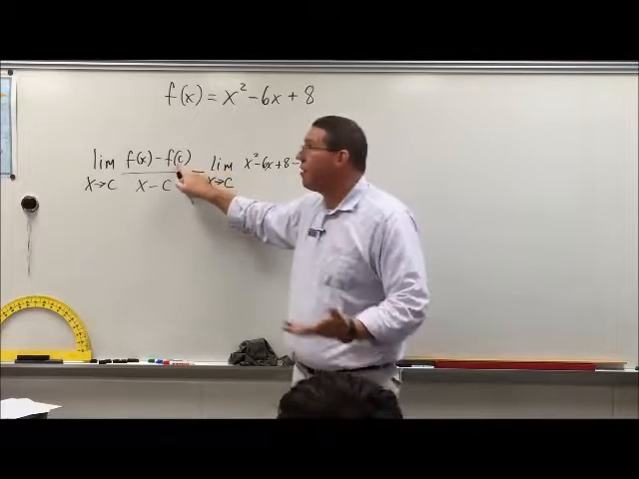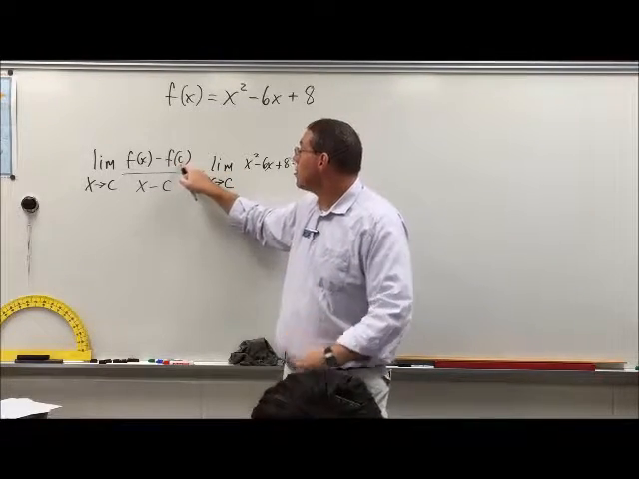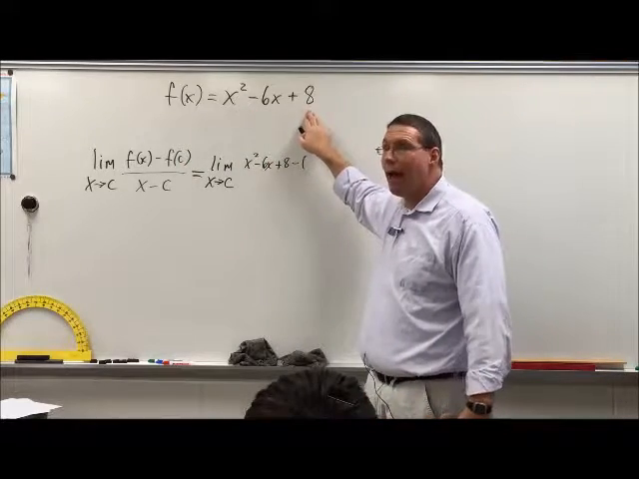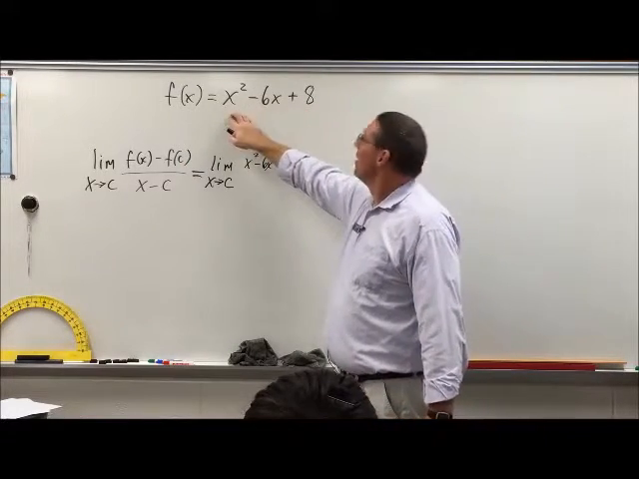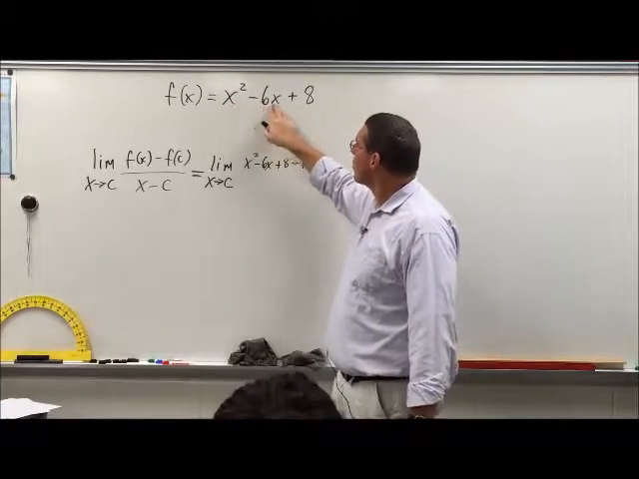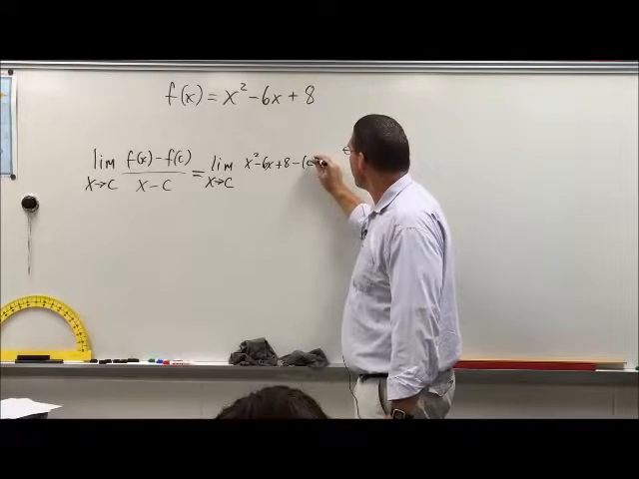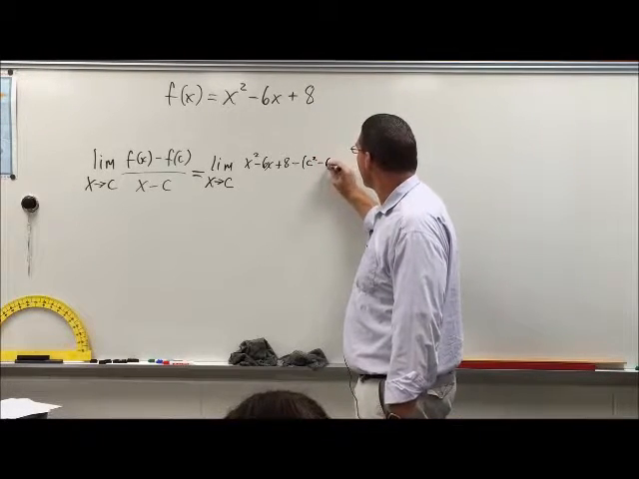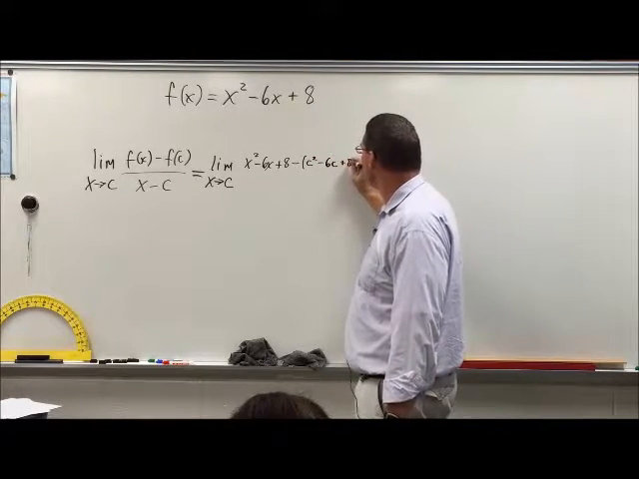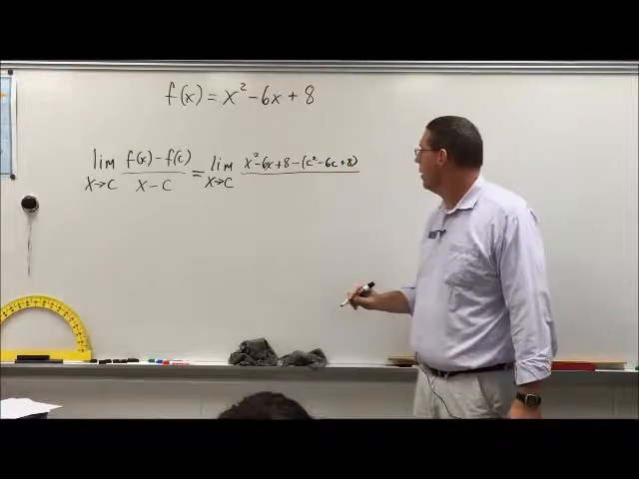What do I do with the c? Plug it in. And if I plug the c into this, what will I have? C squared minus 6c plus 8. So you know what I'm going to put here? I'm going to put c squared minus 6c. Yeah, this can be a little bulky, but trust me on this, it's going to work out really nice. Okay? Plus 8.